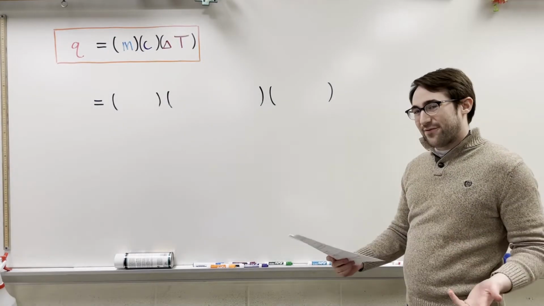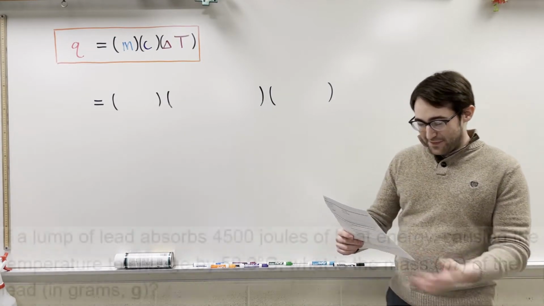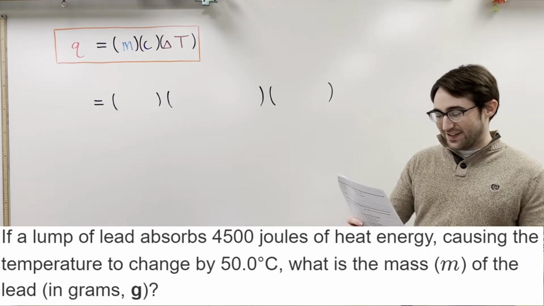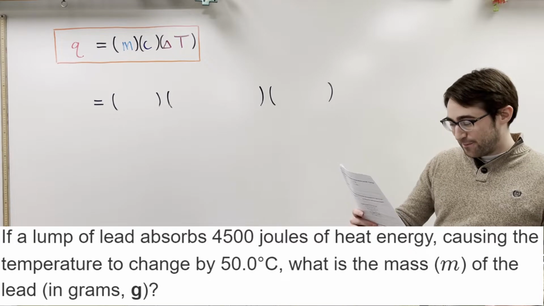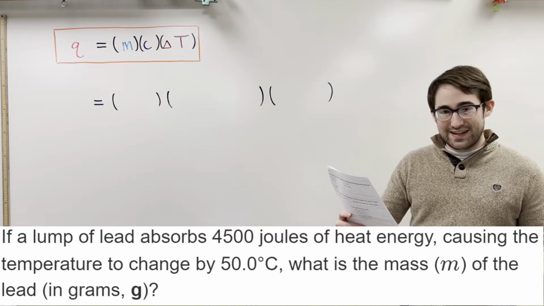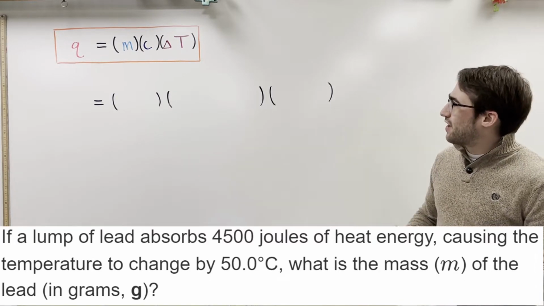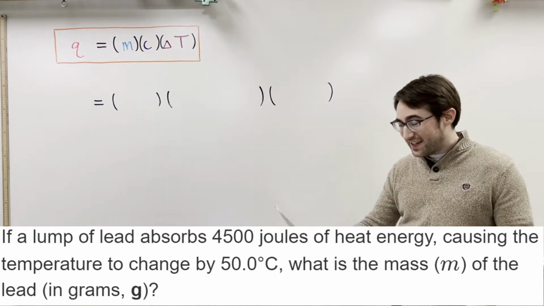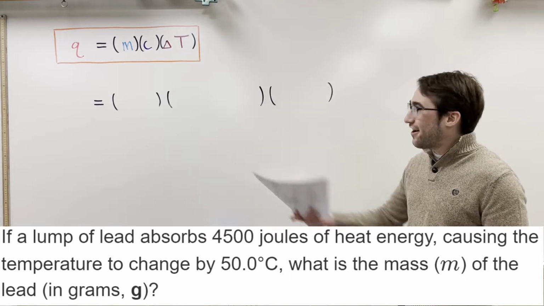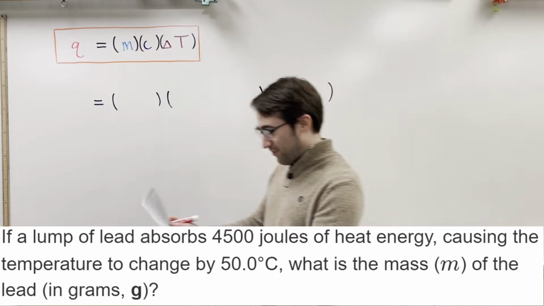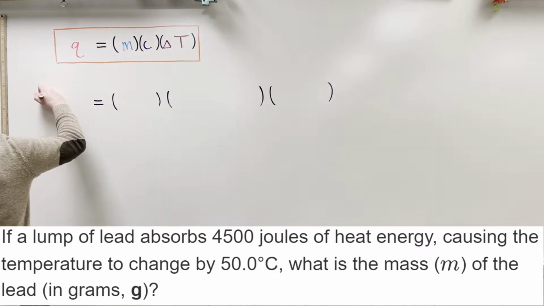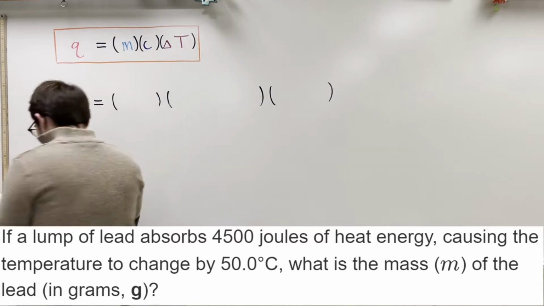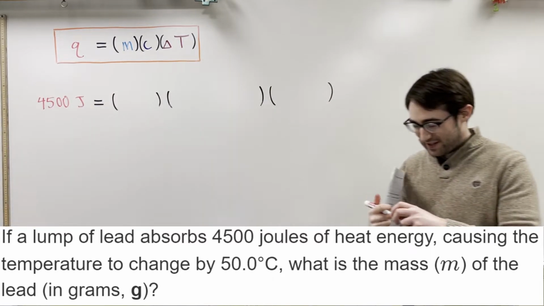Okay, let's try a tougher example. In this case, if a lump of lead absorbs 4,500 joules of heat energy, causing the temperature to change by 50 degrees Celsius, what is the mass of the lead in grams? Okay, so let's plug in what we know. So in this case, they told us how much heat is getting absorbed by this thing. So we actually have Q in this case. So let's plug that in here. 4,500 joules is being absorbed by this piece of lead.